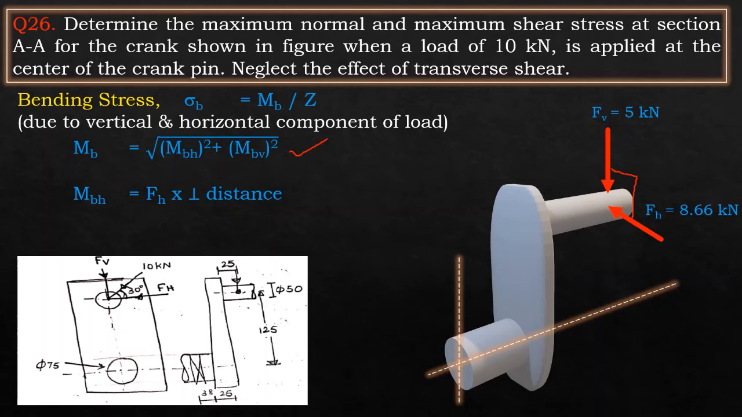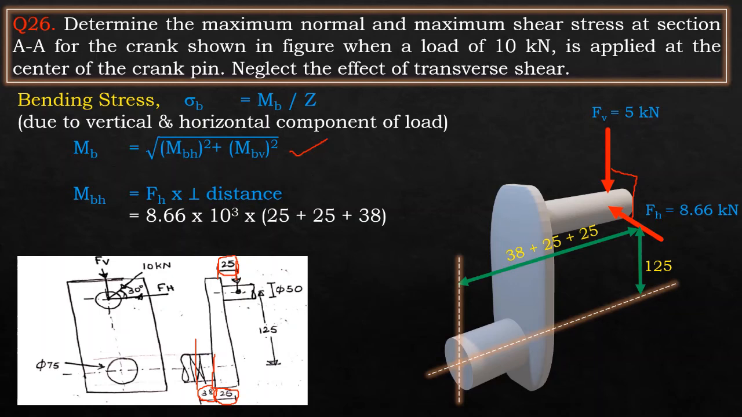The bending moment due to horizontal component is given by force Fh into perpendicular distance. Now in this case, once again I repeat, for bending the perpendicular distance is nothing but the distance which is perpendicular to the cross section. In this case, if you see the diagram, the distance perpendicular to the cross section is 38 mm from cross section AA to the frame, plus 25 mm the thickness of the frame, and once again the distance from the frame to the point of application of load. So the total distance is 38 plus 25 plus 25 mm.